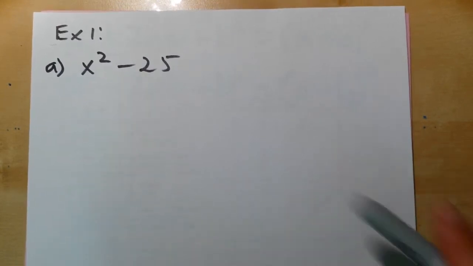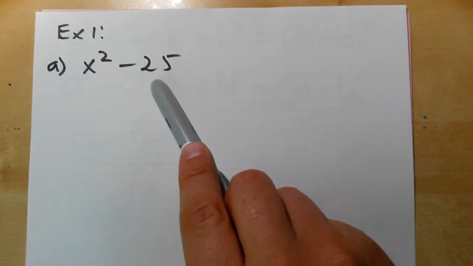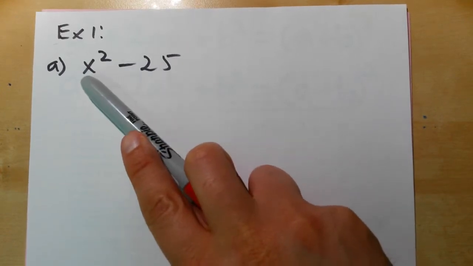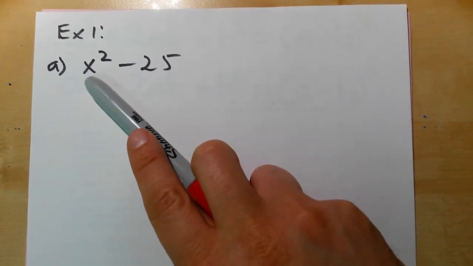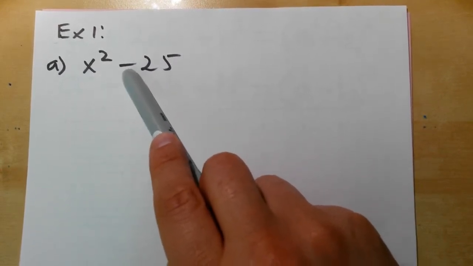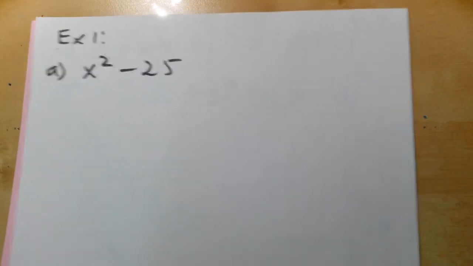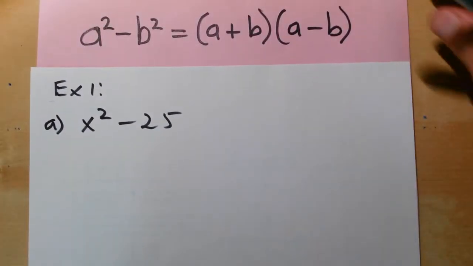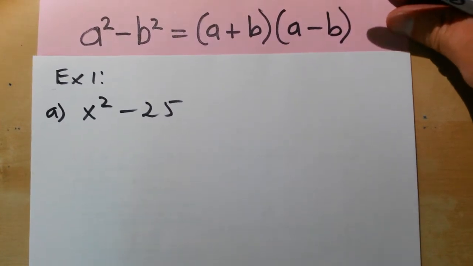But in this case, we know that 25 is a perfect square, and then we have 1x squared, or x squared. That's also a perfect square. And there's a minus sign in between them, so we know we're dealing with a difference of squares. I'll just place the pattern here at the top so that we can use it as a reference.